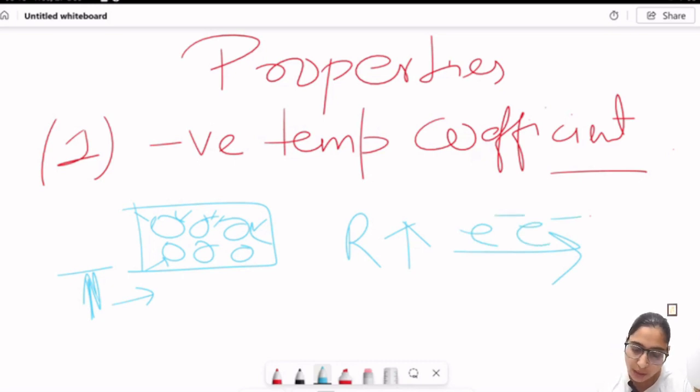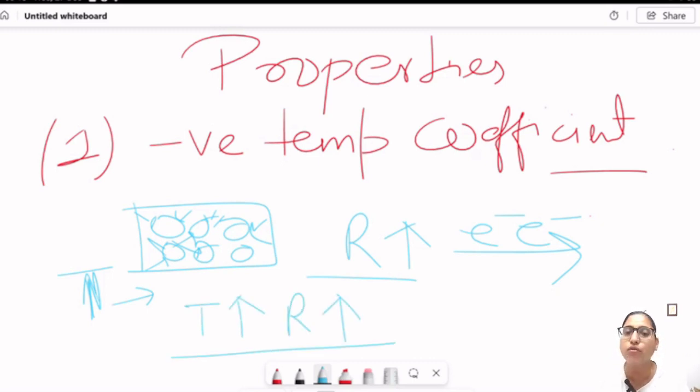But due to this random motion, these electrons are colliding with each other. They are not creating a particular path. If the collision is happening, then resistance is increasing. So this is the basic concept of what metals are doing, that when I increase temperature in metals, then resistance is increasing. So this is a positive temperature coefficient of resistance. Metals have a positive temperature coefficient of resistance. But what about semiconductors? Semiconductors don't follow this property.